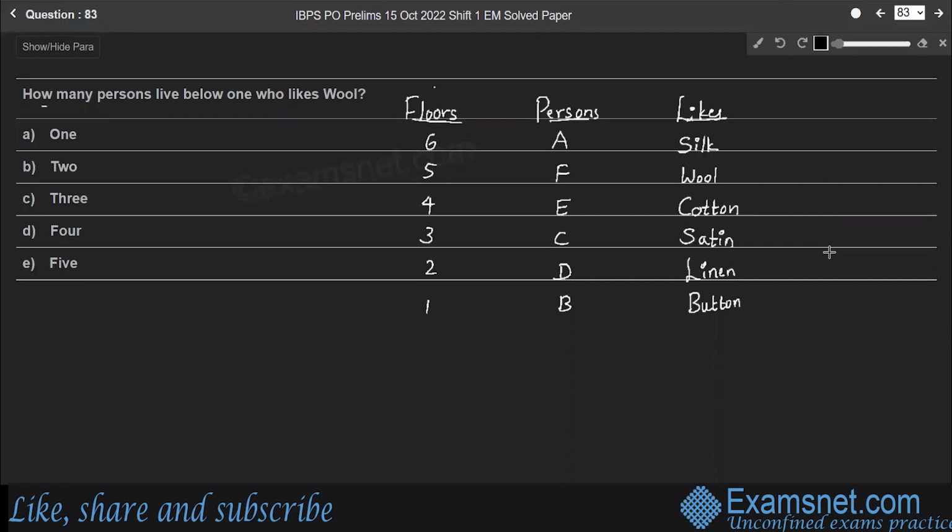Question 83. How many persons live below the one who likes wool? So, the one who likes wool is F. Below F, there are 4 persons live, right? E, C, D, and B. Therefore, 4 persons live below the one who likes wool. Therefore, option D is the right answer.